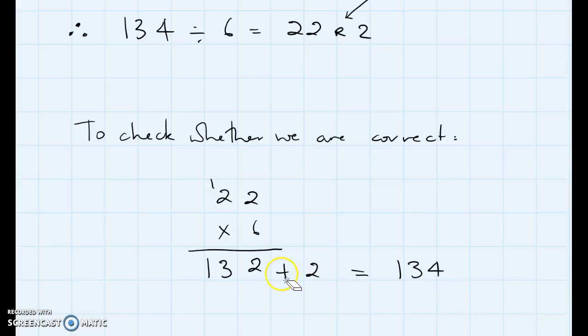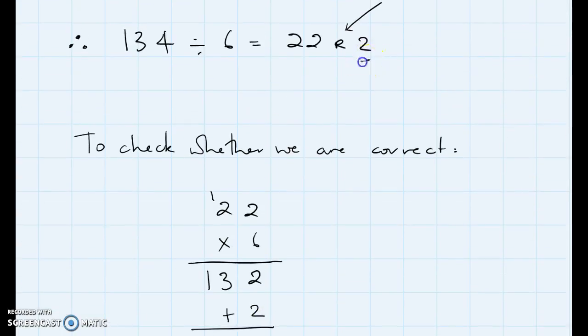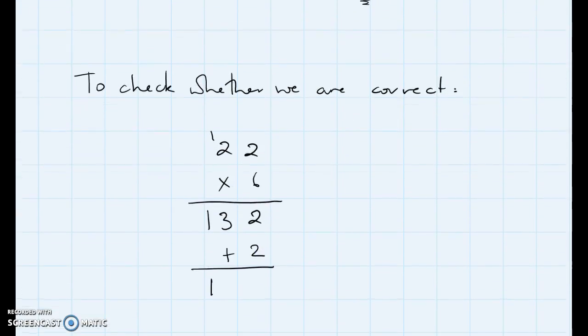Actually, I shouldn't have done it that way. I should have done it plus 2, because it says there remainder 2. That's where we got our plus 2 from. 132 plus 2 is 134.